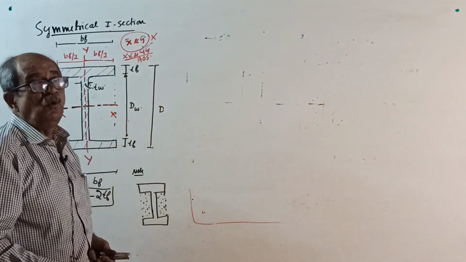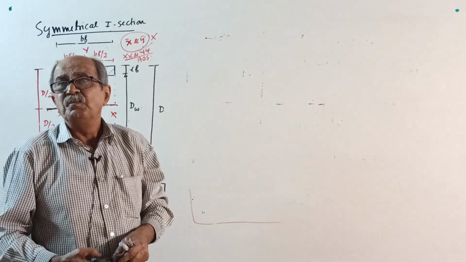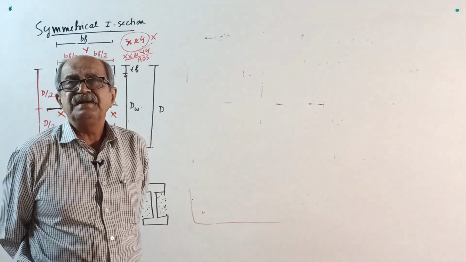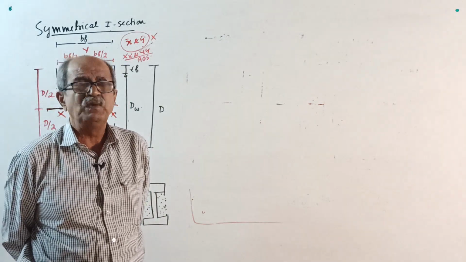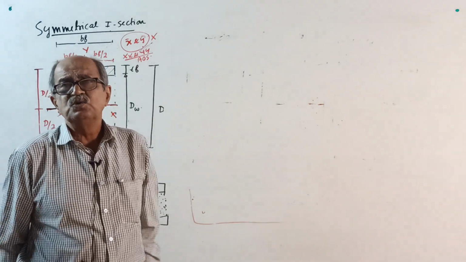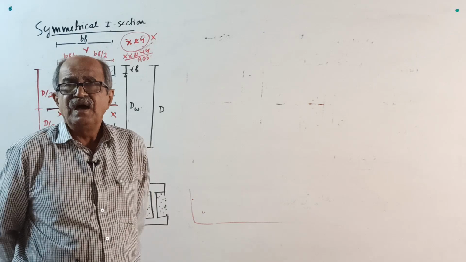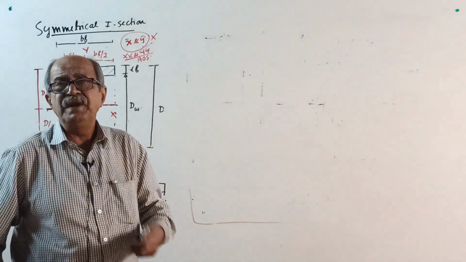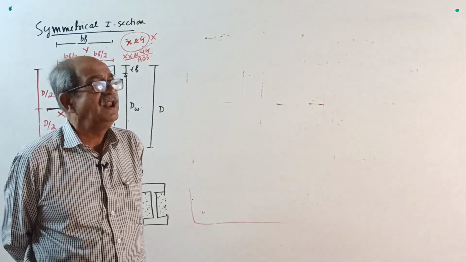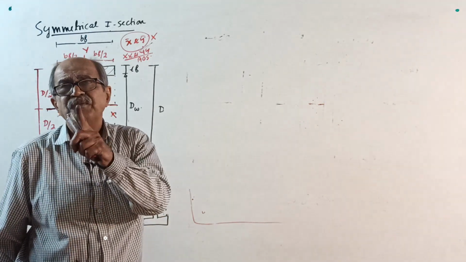So outer BD cube by 12 minus empty BD cube by 12 is valid only for XX. Remember, the rectangle's moment of inertia is BD cube by 12: the parallel side into the perpendicular side cube by 12. In simple words, outer BD cube by 12 minus net empty BD cube by 12 is valid only for XX.